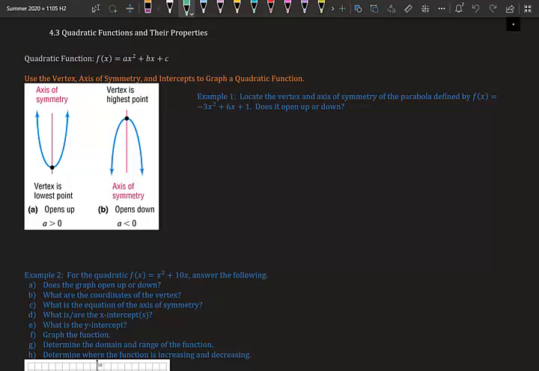We see a quadratic, it's a U. So if it's the lowest point, it's called a minimum. And if it's the highest point, it's called the maximum. And we know that by if it opens up or down. So if it opens up, it's going to be ax squared. If it opens down, it'd be negative ax squared.